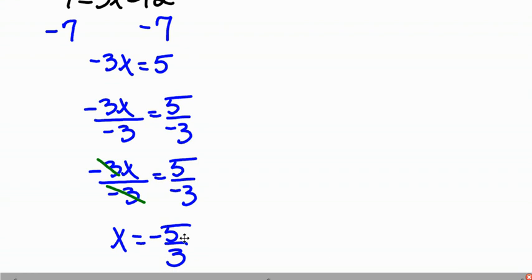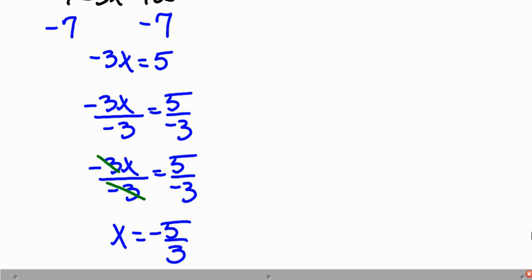Again, if we substituted this back into the original, we would want to make sure that we get back our 12, and we would. So we know we're on target with our solving.